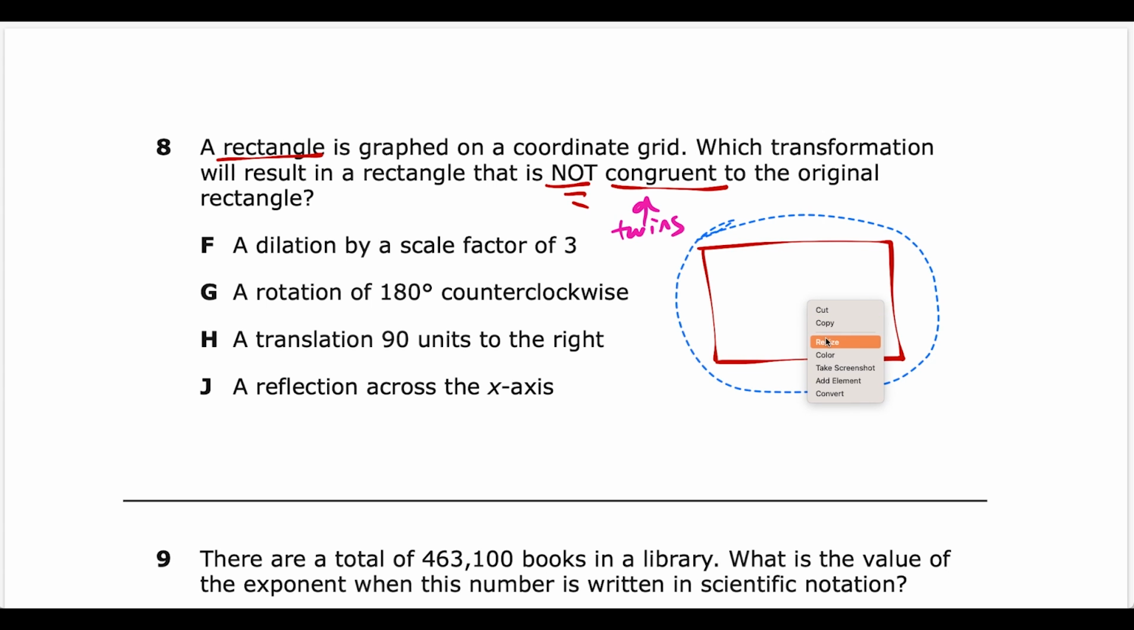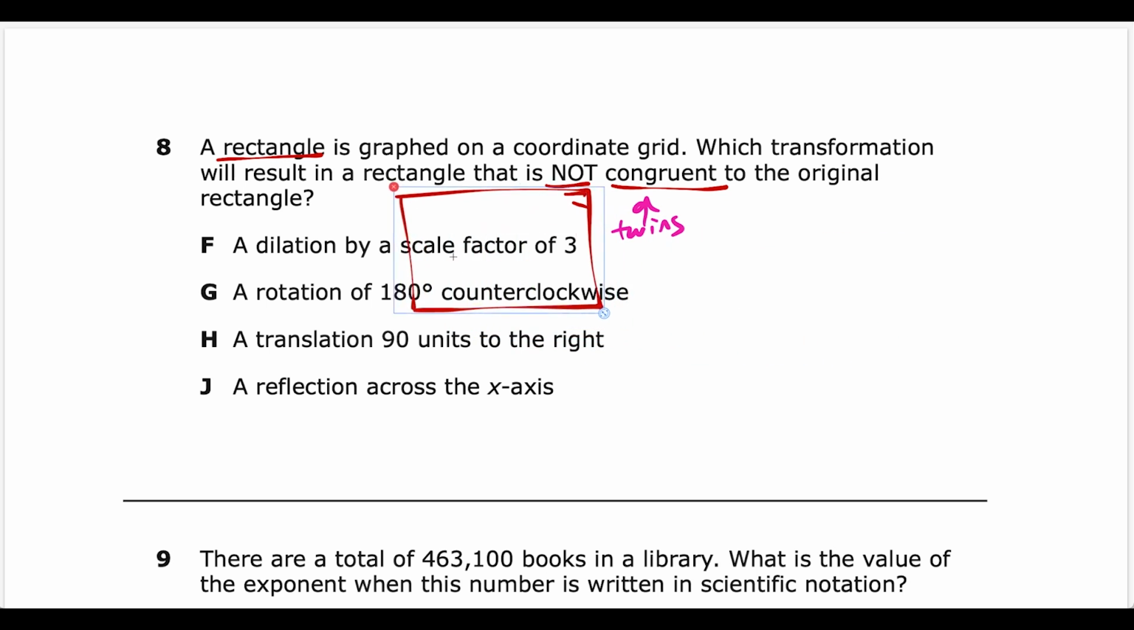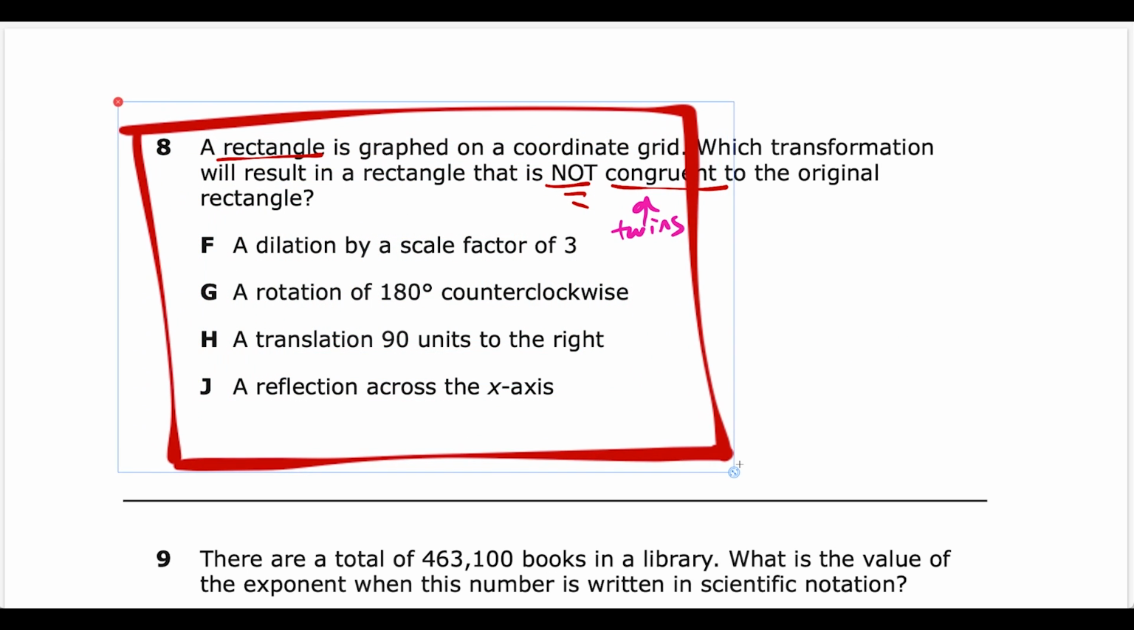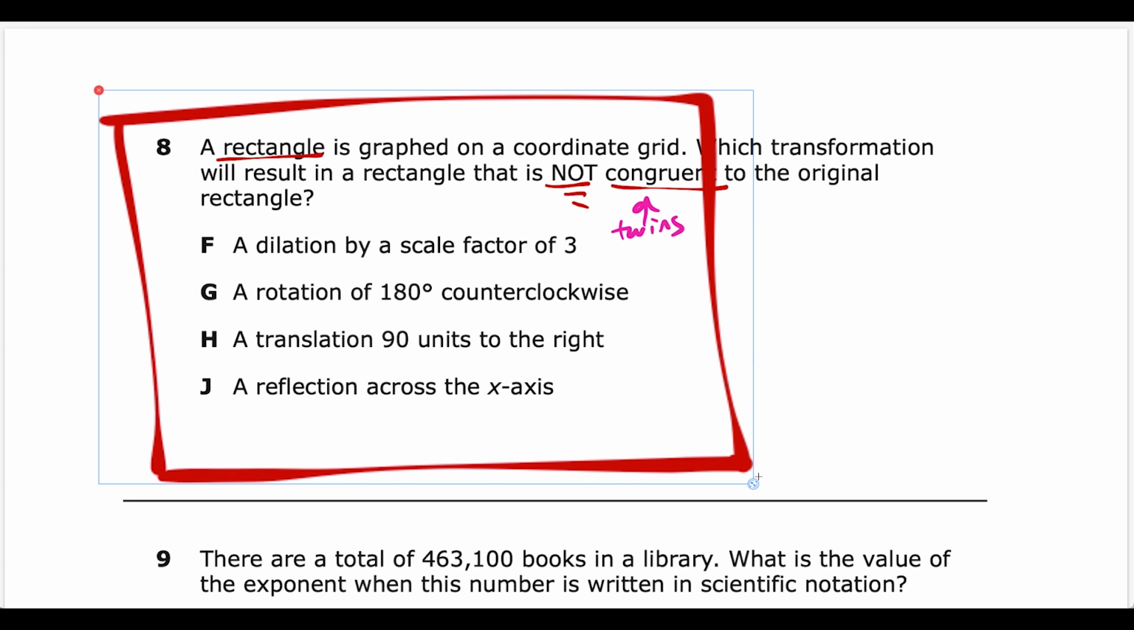And I'm just going to resize this here, and this is going to be a dilation by a scale factor of 3, because what this means is I take this rectangle, and if I dilate it by a scale factor of 3, that means I triple the length of all of the sides. And you could see here that if I do that, the new shape is not the same as the first one that we had here. So this would be the transformation that produces something not congruent to the original.